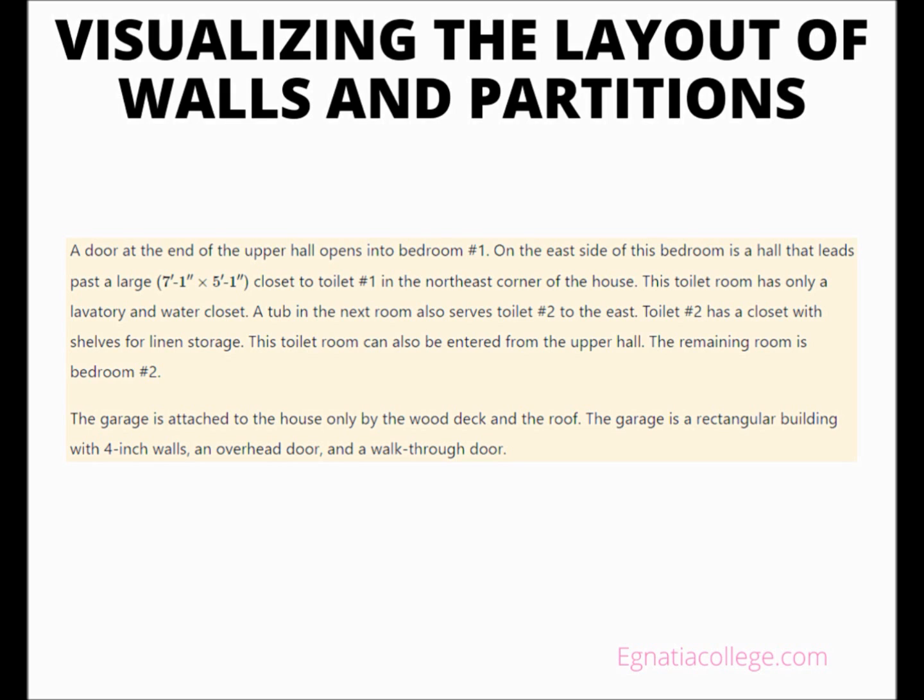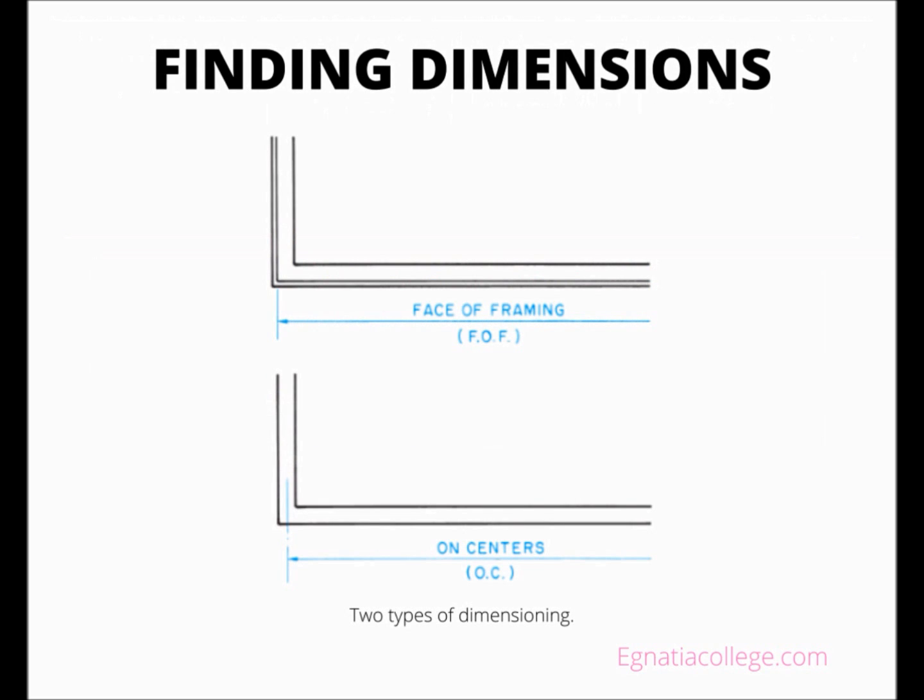This toilet room has only a lavatory and water closet. A tub in the next room also serves toilet number 2 to the east. Toilet number 2 has a closet with shelves for linen storage. This toilet room can also be entered from the upper hall. The remaining room is bedroom number 2. The garage is attached to the house only by the wood deck and the roof. The garage is a rectangular building with 4-inch walls, an overhead door, and a walk-through door.